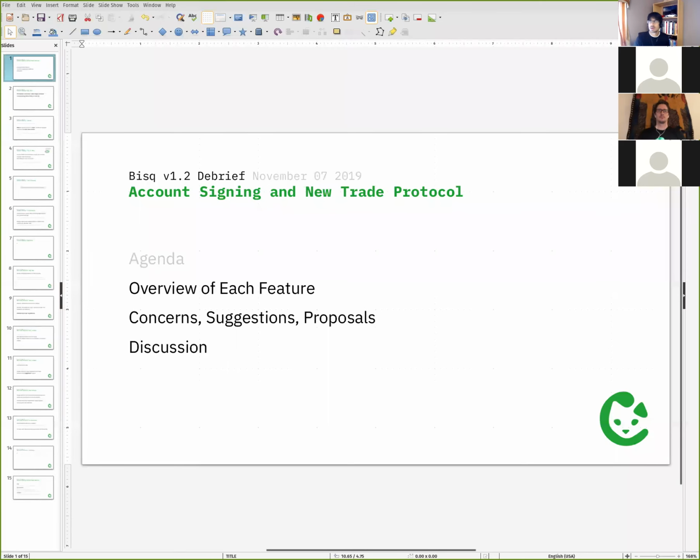We're going to be talking mainly about the two big features in the release, the new trade protocol and account signing. Can you guys see the deck? Yep. All right, cool. Perfect. So we're going to talk mainly about account signing and the new trade protocol, what they are, how they work, and what you need to know as a user.